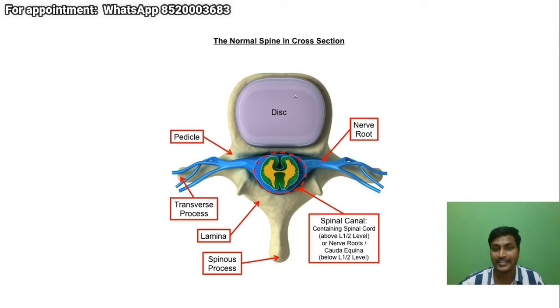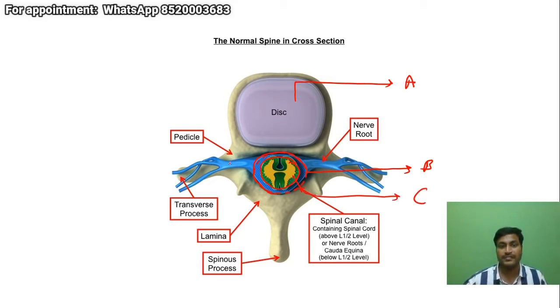Again, I want you to answer what is A? Okay. What is B? What is C? And what is D? So these are very important. Unless and until you understand this, you will not be able to understand the MRI picture of normal anatomy. So what is A?